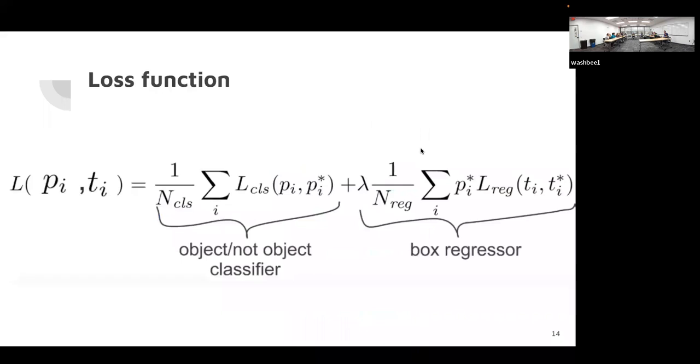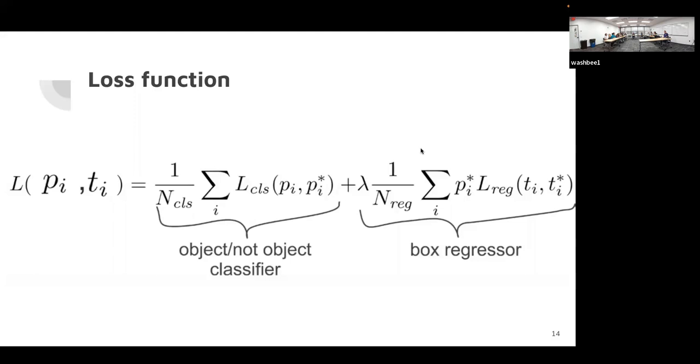And the really good thing about this paper is the loss function that they developed. Because they want to classify the image, whether there is an object inside it. They developed this loss function, which has two parts.